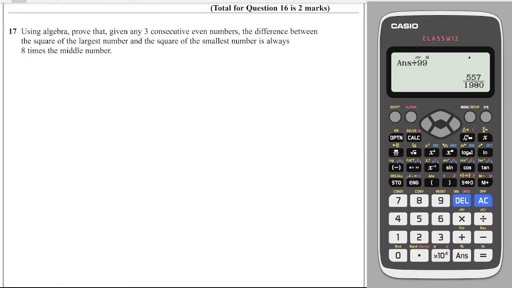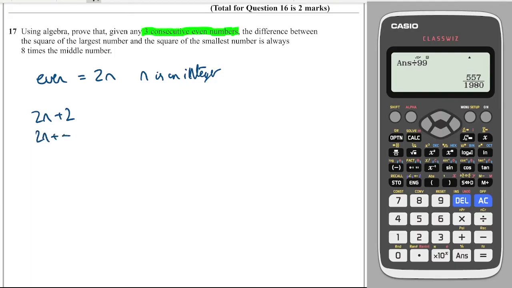Use algebra, prove that any given 3 consecutive even numbers. Okay, so straight off the bat, I'm going to need to think about what an even number is. Now, an even number can always be given as 2n, where n is an integer. So consecutive numbers. So I could go for 2n plus 2, because that's going to be the next even number, and 2n plus 4. Again, it's going to be the one after that.